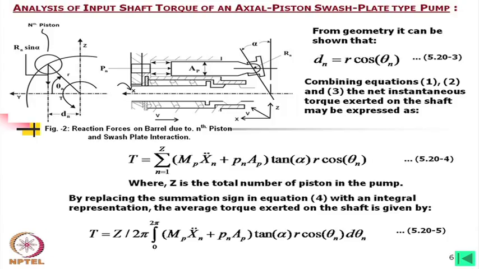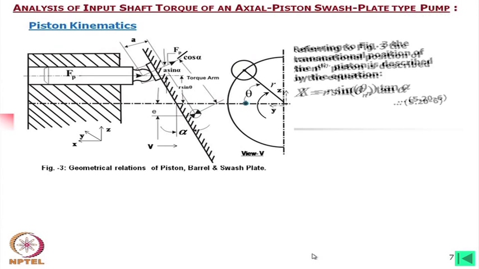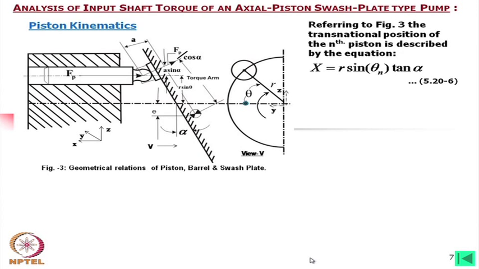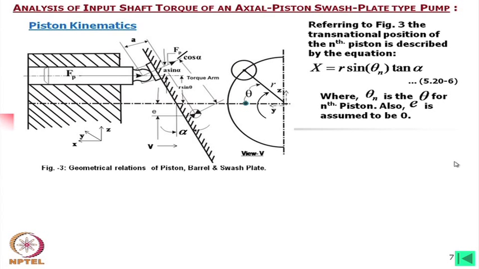By replacing the summation sign in equation 4, again we can use the integral form that we have used earlier also, and the average torque we can multiply by z and then divide by 2 pi. Now, referring to figure 3, the translational position of the nth piston is described by the equation which we have done earlier also. We can write this equation: x at an instant is equal to r sin theta n into tan alpha, so theta n is the theta for the nth piston, also E is assumed to be 0.